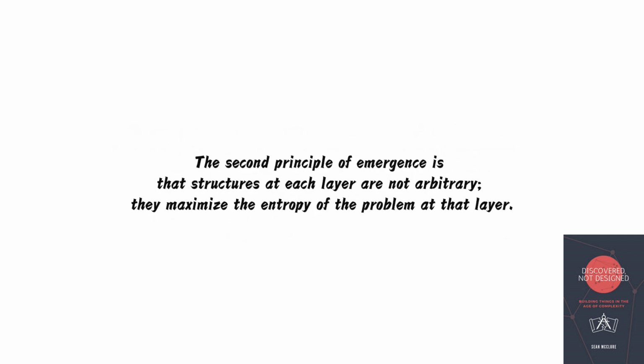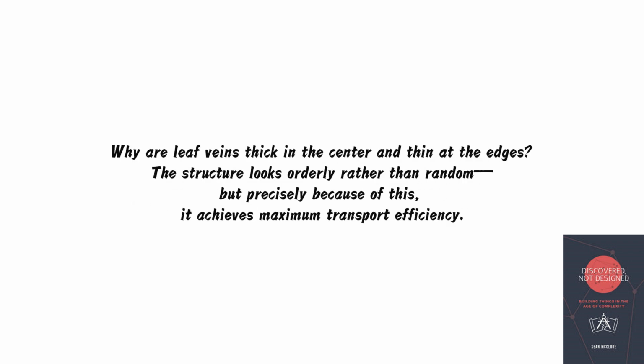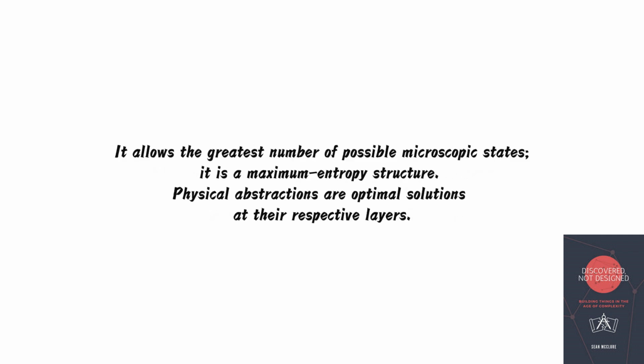The second principle of emergence is that structures at each layer are not arbitrary. They maximize the entropy of the problem at that layer. Why are leaf veins thick in the center and thin at the edges? The structure looks orderly rather than random. But precisely because of this, it achieves maximum transport efficiency. It allows the greatest number of possible microscopic states. It is a maximum entropy structure. Physical abstractions are optimal solutions at their respective layers.